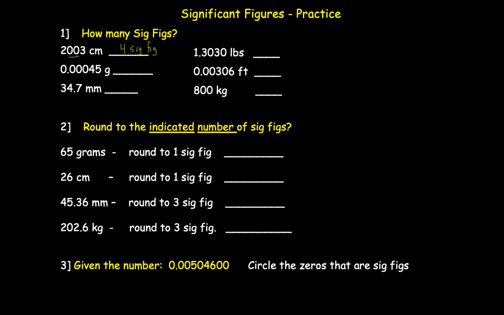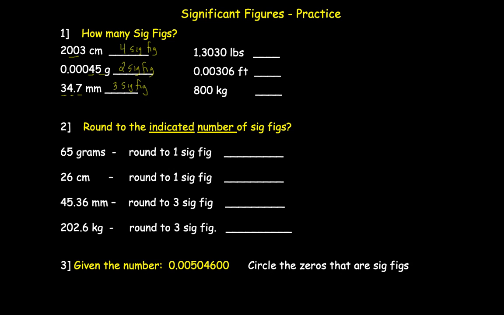Okay, next one. If I had 0.0045, those are leading zeros. They're not going to count. Only the 4 and 5 count. I would say 2 sig figs. Okay. 34.7, well, there are 3 significant figures. They're all non-zero, so I'd have 3 sig figs here.